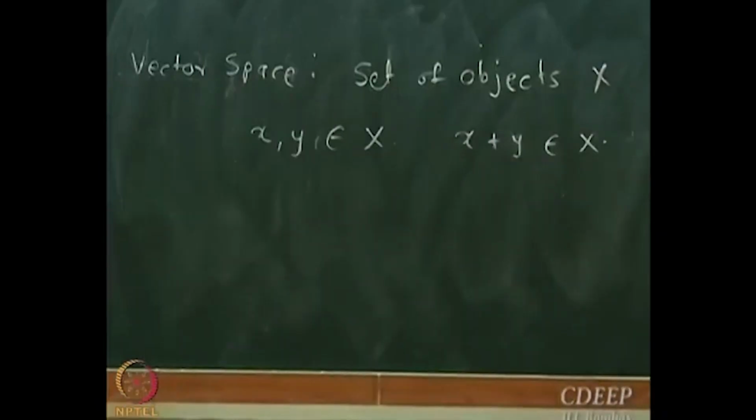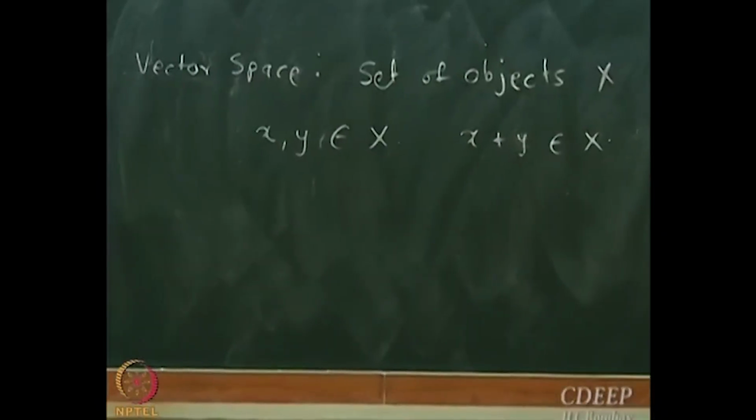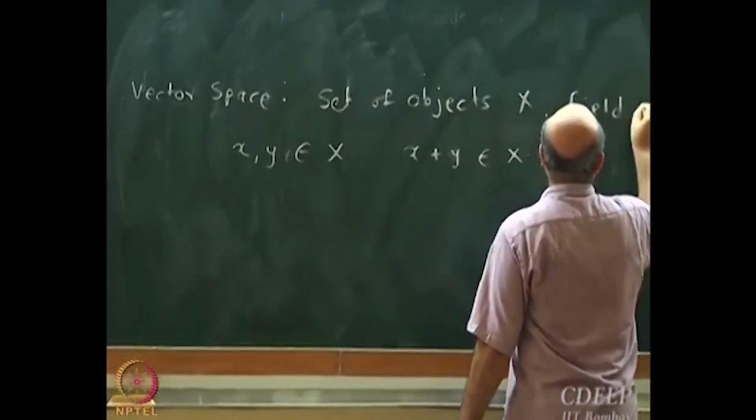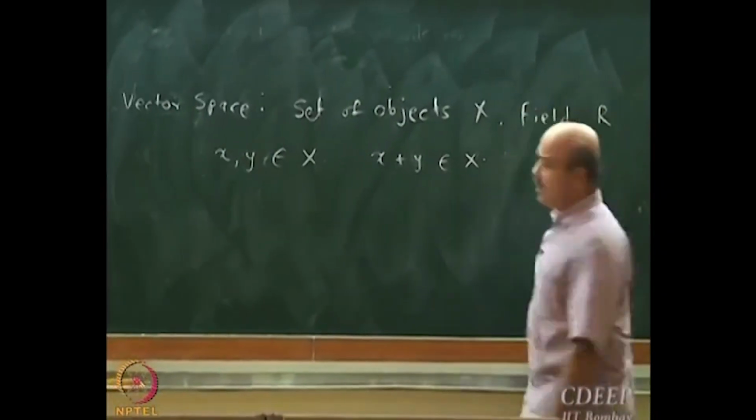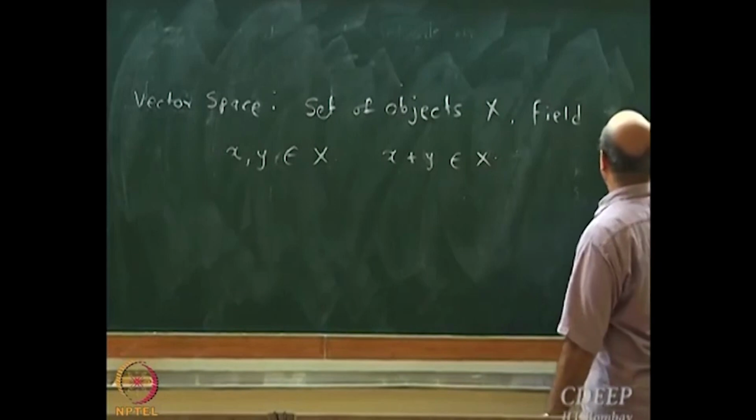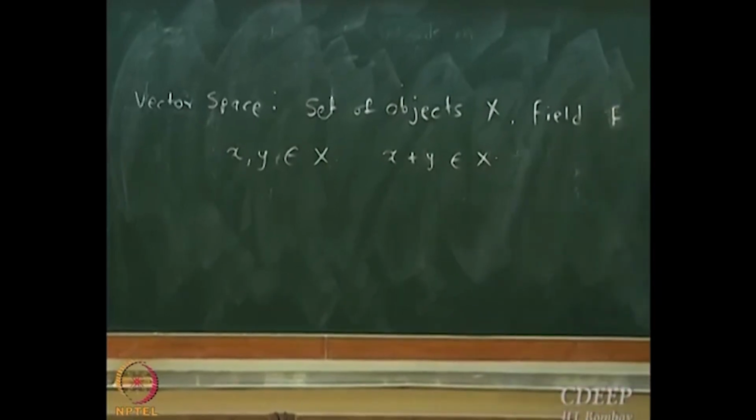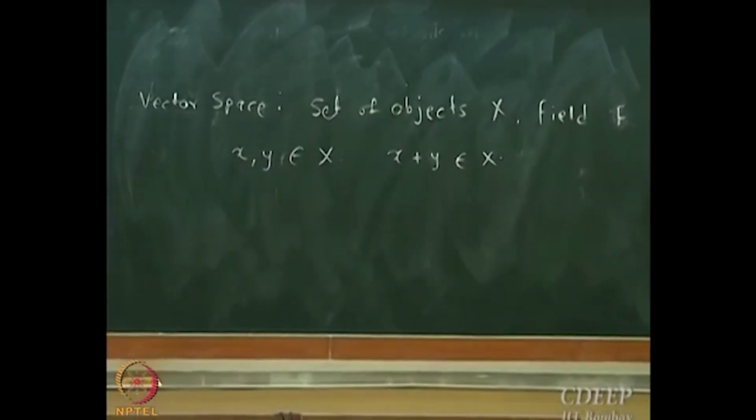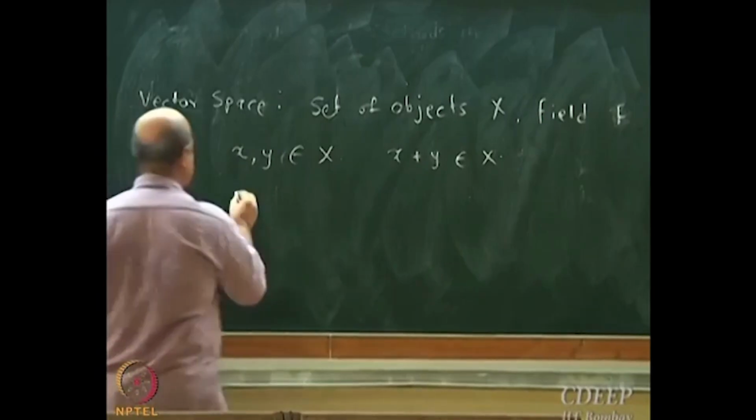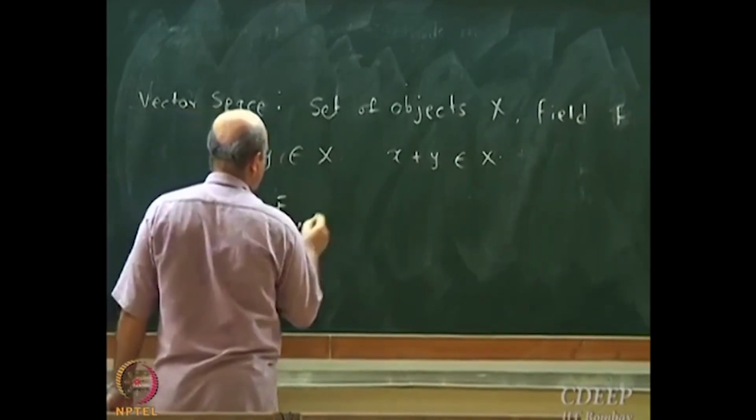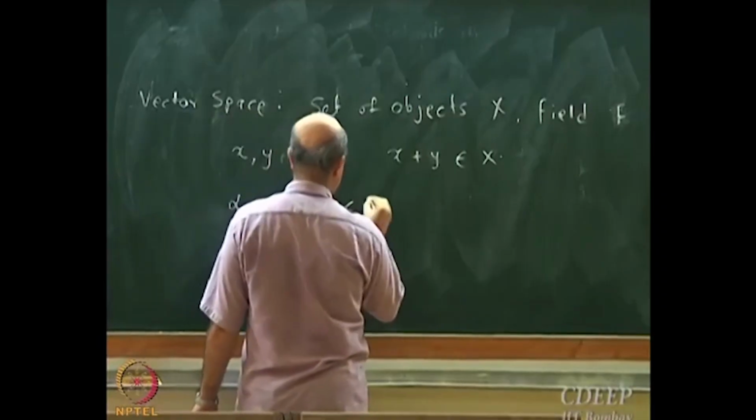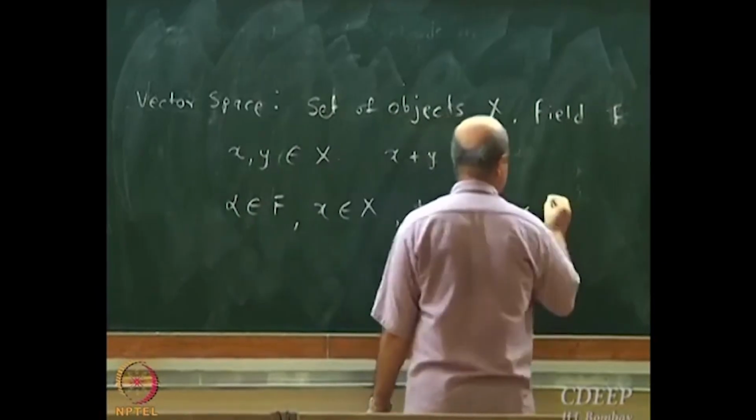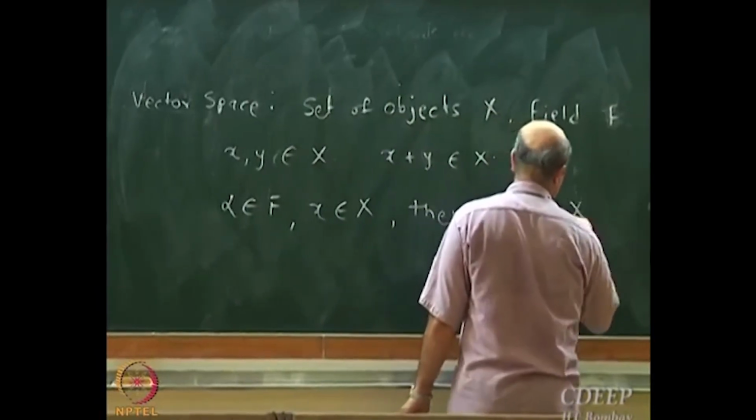But it is not enough to have just a set of objects. We need something more to define a vector space. We also need a field. For example, a field could be R, so let's call the field F. So we need two things here, a set of objects X and a field F. If I take any scalar alpha from F and any x belonging to X, then alpha times x, this is called scalar multiplication, also belongs to X.